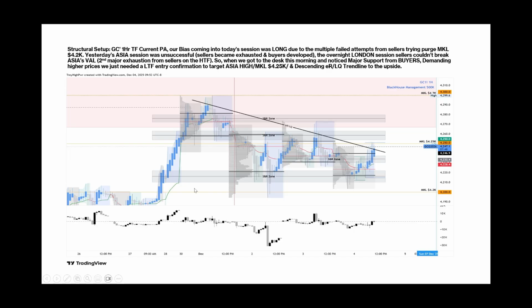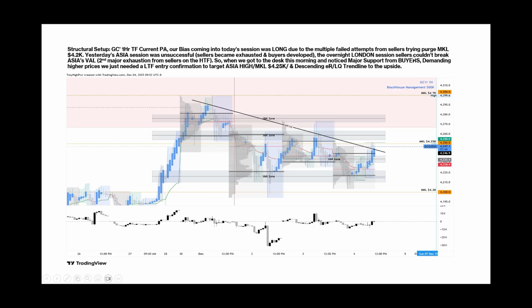So, the structural setup here on GC. On the GC 1 hour time frame, current PA, our bias coming into today's session was long due to the multiple failed attempts from sellers trying to purge MKL 4.2K. Yesterday's Asia session was unsuccessful. Sellers became exhausted and buyers developed.